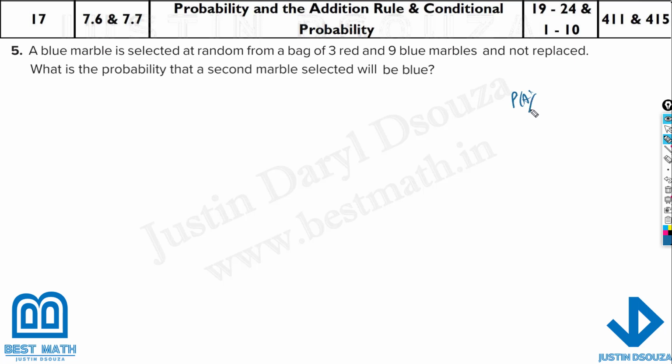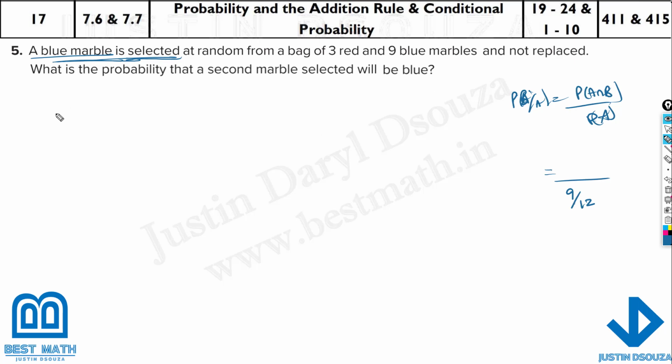So probability of B given A is A intersection B by A. It's very easy to find the condition. What is the probability that the second marble will be blue? But that's not the condition. What is the condition? This one. A blue marble is selected at random. So probability of A: what is the possibility of selecting a blue marble? There are total 9 out of 12. Very simple, right? Or you can write it as 3/4.